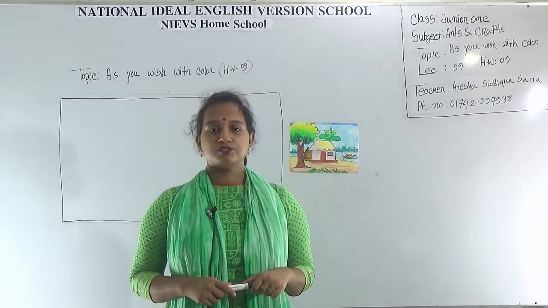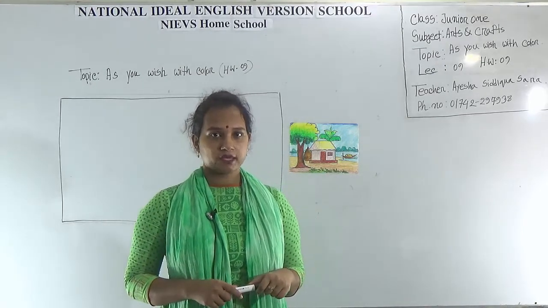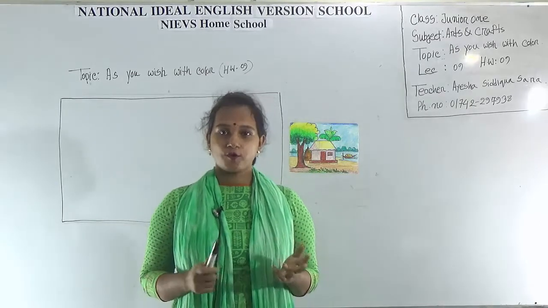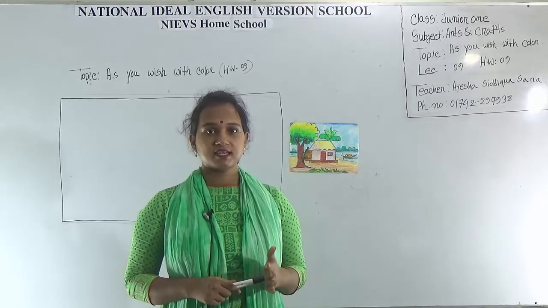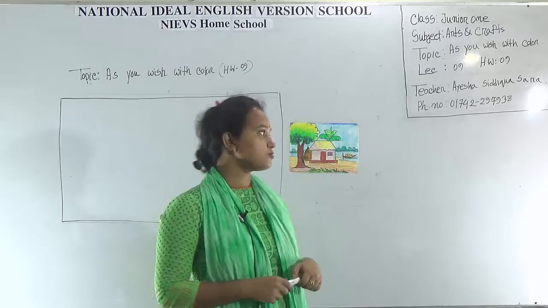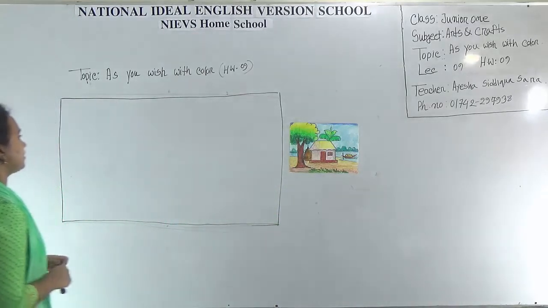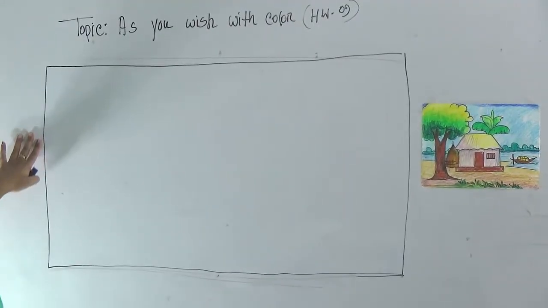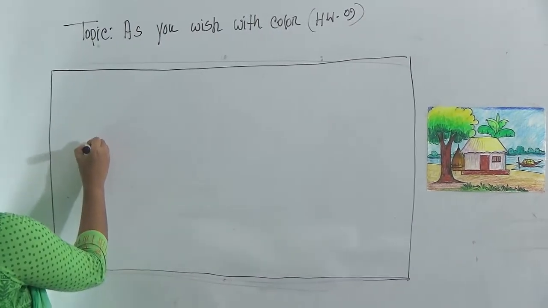Dear student, today I am going to take a class for class Junior 1 and today's topic is As You Wish. So dear students, please open your CW copy and get ready with your pencil, color pencil and important drawing materials. So dear student, look at the board and draw with me first. Carefully. Today I will draw a village scenery very easily for the As You Wish topic.